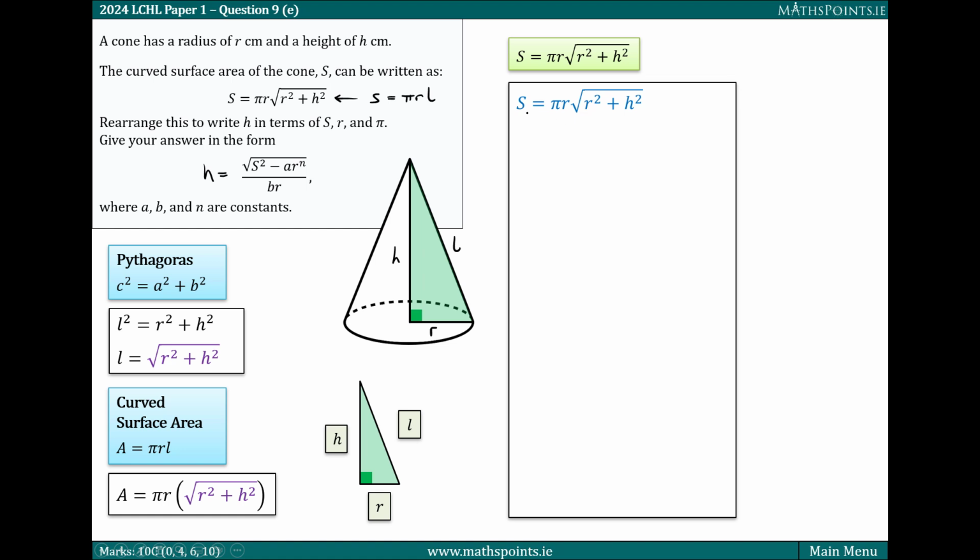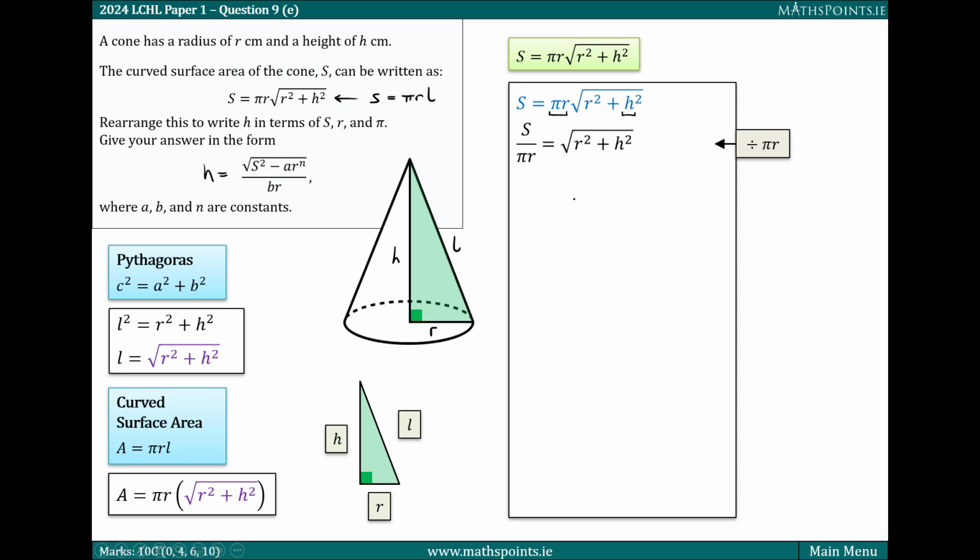So if we start with s is equal to pi r times the root of r squared plus h squared, have a quick look at what we're trying to isolate. We're trying to get the h on its own. Well, the first thing we're going to do is we're going to divide both sides by this pi r. So if we divide the left by pi r, we get s over pi r. And if we divide the right by pi r, the pi r cancels with the pi r on top.